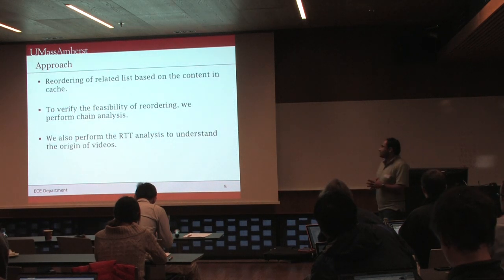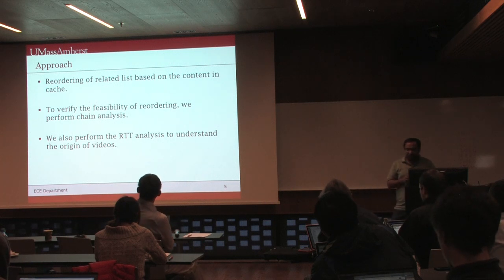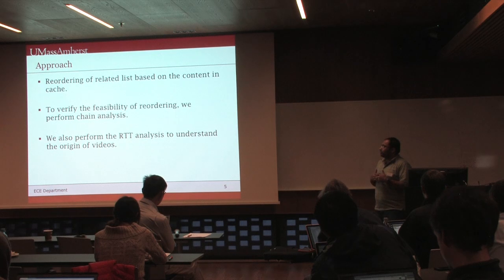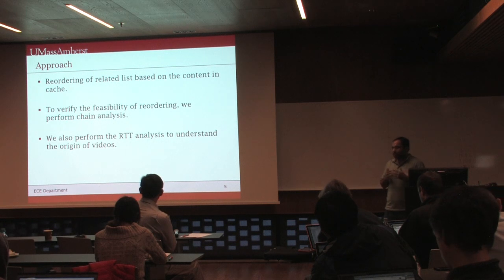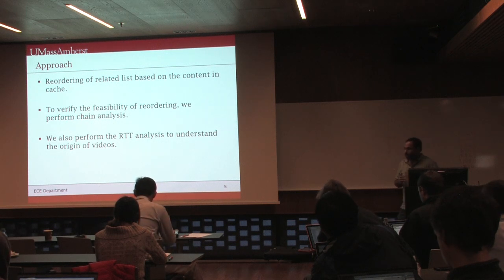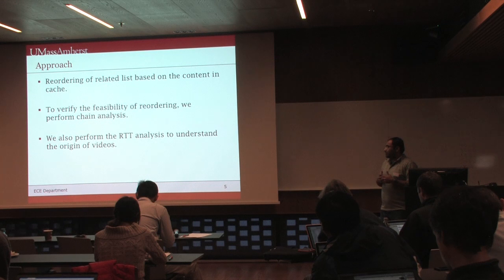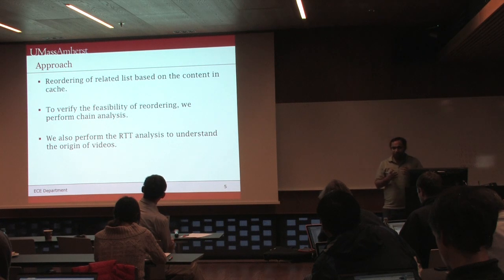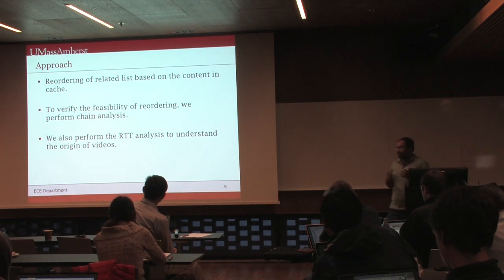But the approach we use is to reorder the related list based on what we have in the cache. The caching and prefetching is good, but it increases the load on the network because prefetching downloads more videos into your cache to get a higher cache hit rate, which is good, but it adds more load than it reduces. But what our approach does is, we already know what people watched before, and based on the history, we just reorder the related list to make people watch the same video again, so that the request doesn't have to go to the backend network and increase the load.